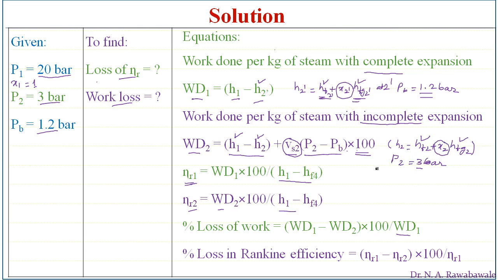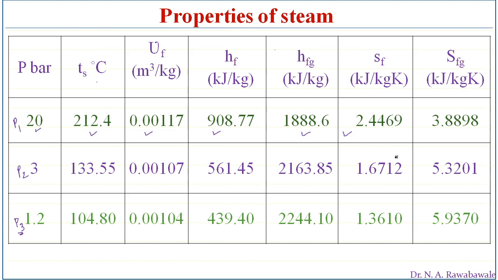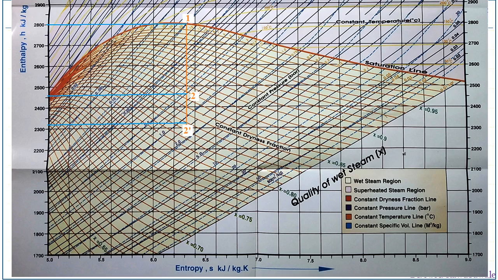But if we want to solve it graphically using a Mollier chart, then we need not find out X2 dash and X2. So we will solve this problem by both methods, and we will know what is the difference between the two methods, what benefits we get if we use the Mollier chart, and what are the demerits. Now coming to this Mollier chart, first we will solve it using the Mollier chart.